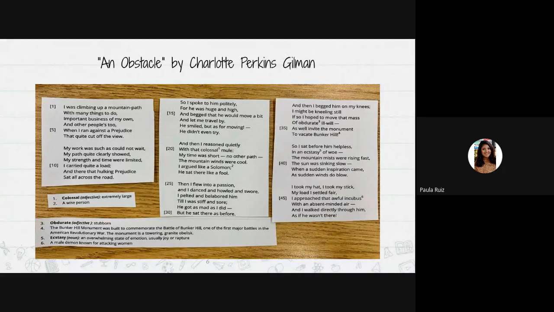The mountain mists were rising fast. The sun was sinking slow. When a sudden inspiration came, as sudden winds do blow. I took my hat, I took my stick, my load I settled there. I approached that awful incubus with an absent-minded air, and I walked directly through him, as if he wasn't there.